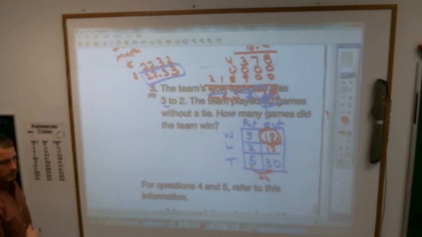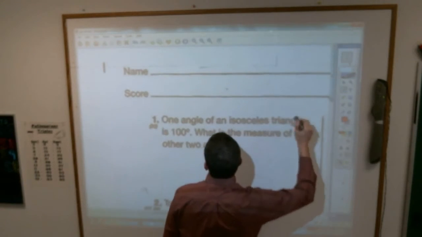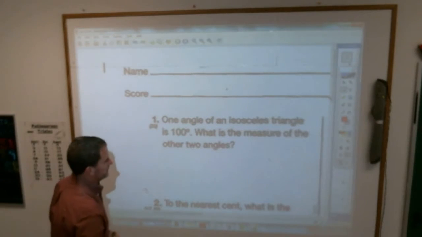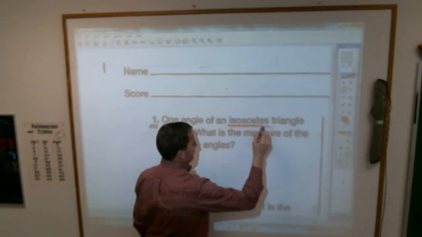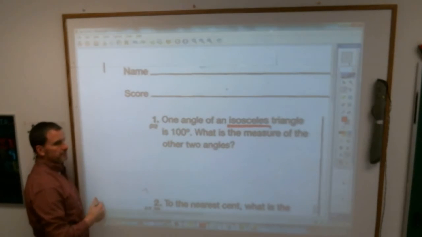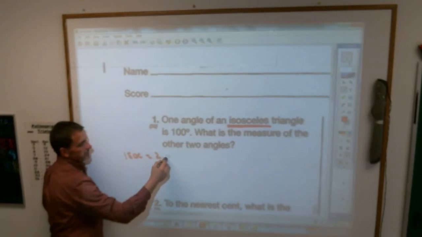Colquitt. Number one. One angle of an isosceles triangle is 100 degrees. What is the measure of the other two? Well, this is the key word here, Cameron Colquitt. What does isosceles mean? Two sides. All right, isosceles means two equal sides.